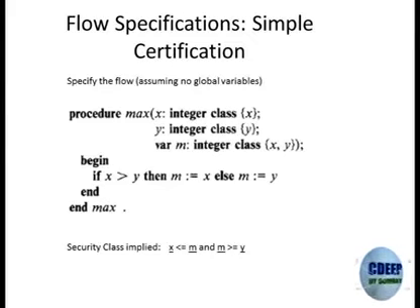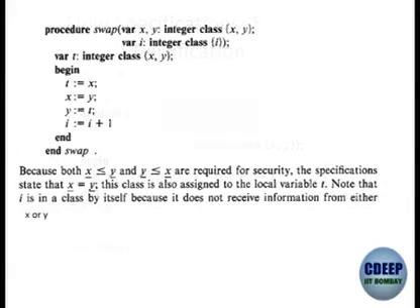So now, the security class that is implied here is that x can flow into m. That means that m is greater than or equal to x, and also m is greater than or equal to y. Now if you consider swap of the two integers x and y, the value of x should come to y and the value of y should come to x.